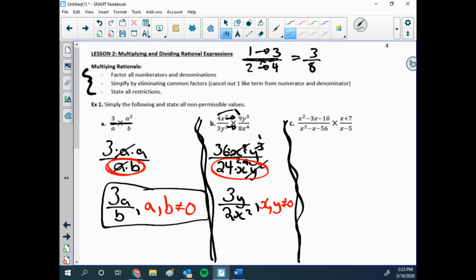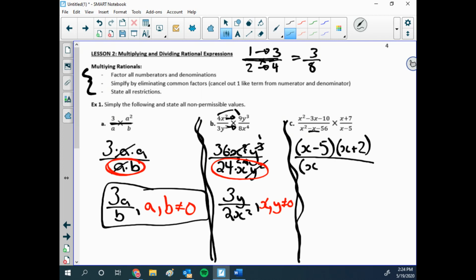When things are being multiplied, you can cancel out like terms from the top and bottom. But if things are being added, like this is just a regular polynomial, I can't just cancel out terms yet. So what I need to do is factor. Let's factor this. This is a polynomial where a is equal to 1, so I can take a shortcut. I'm looking for two numbers that multiply to negative 10 and add to negative 3. So that would be x minus 5, x plus 2, over the denominator, which needs to be factored. Again, I can use a factoring shortcut because a is equal to 1 in that trinomial. So I'm looking for two numbers that multiply to negative 56 and add to negative 1.